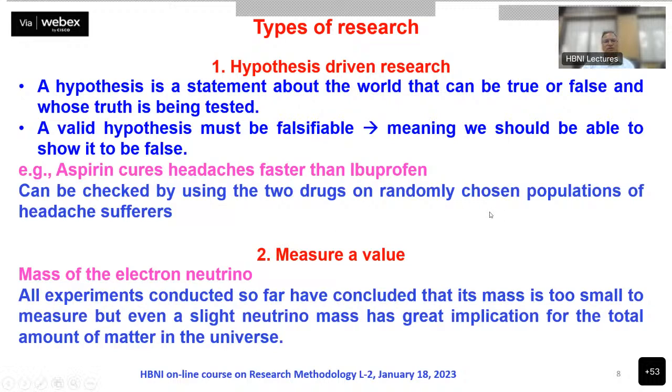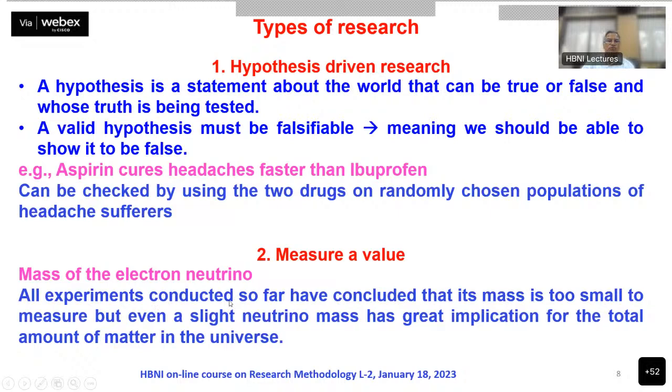The second type of research is measurement of a value. Many research projects are aimed at finding out a particular value. Like, in nuclear physics, we do cross-section measurement. You want to find out the cross-section or the half-life of a radioisotope and so on. Mass of an electron neutrino is a research problem that comes in this category. Like measurement of the mass of an electron or charge of an electron, it comes in this category.